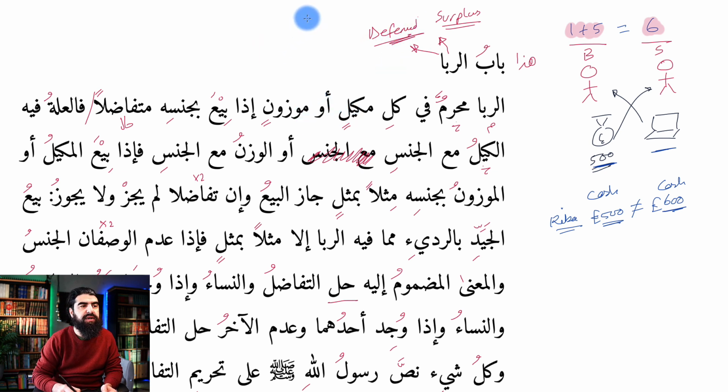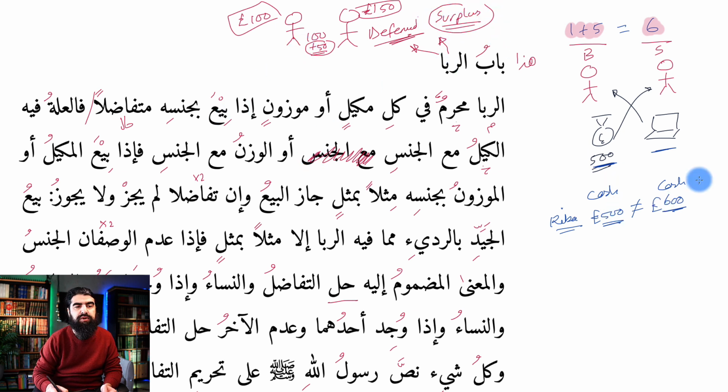So deferred riba is basically, let's say there's two guys, and this guy wants to borrow money. So he says, "Can I borrow £100?" And he says, "Okay, you can borrow £100, but you have to give me back £150." So that is 100 plus 50. That extra 50 is called deferred riba. That's not allowed. You're charging someone for some extra. So that is not what we're going to be looking at today. We're going to be looking at surplus riba, which is this one over here, where you have two sides and they're not equal.